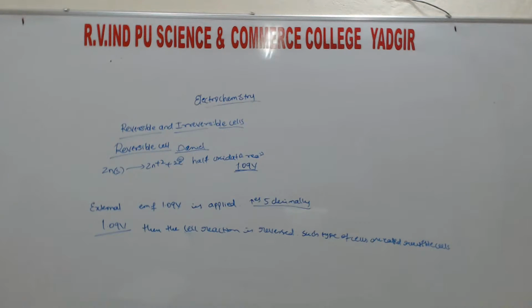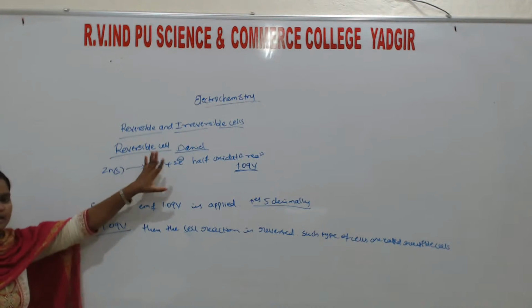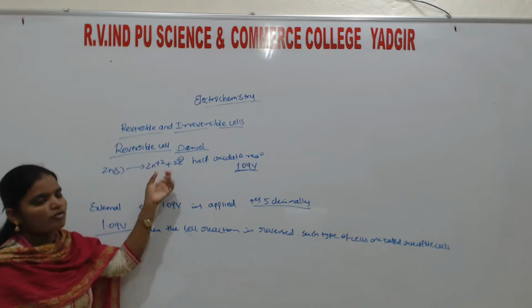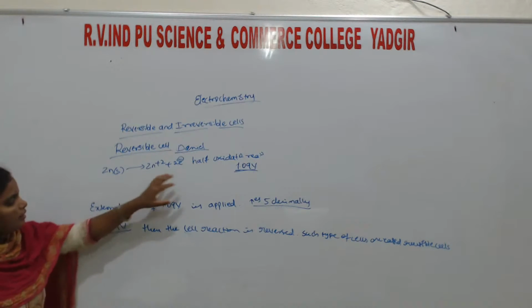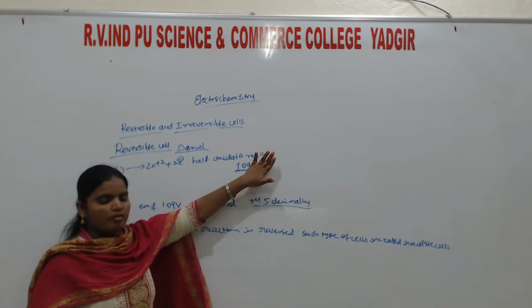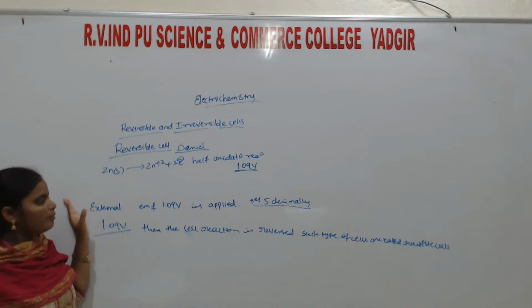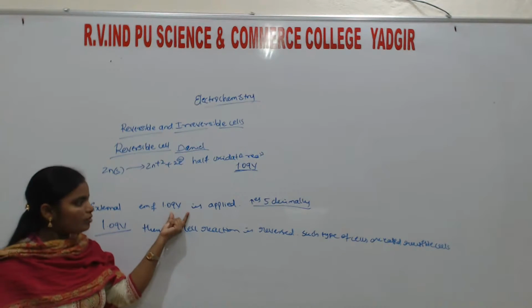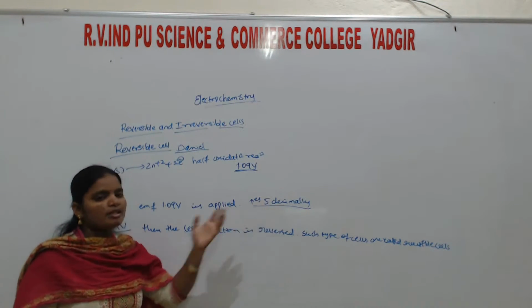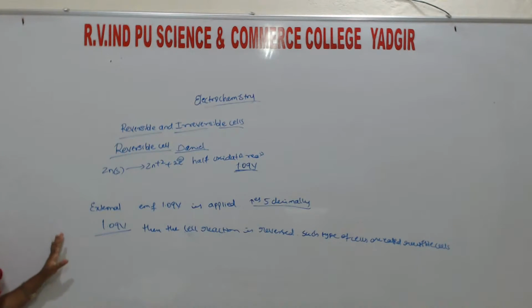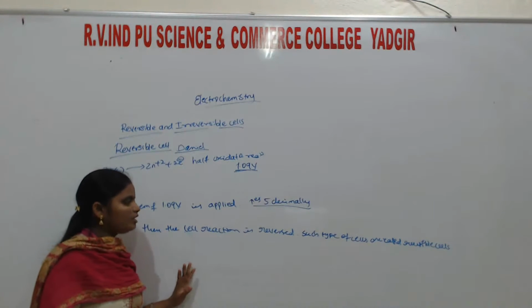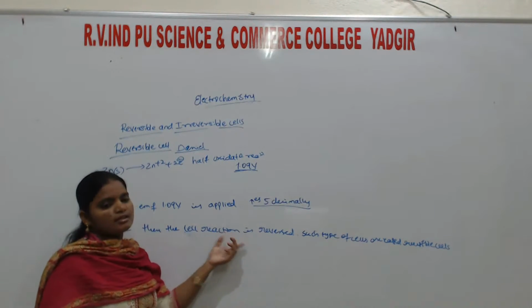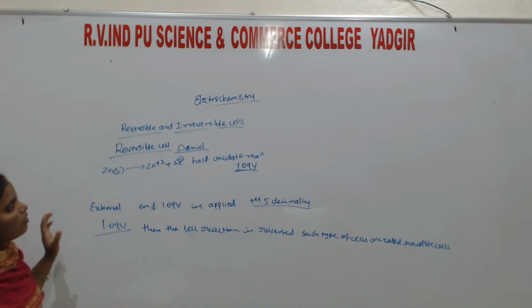Take the Daniel cell, in which zinc losing electrons is the oxidation reaction. When you apply an external EMF of 1.09 volt, the cell reaction stops, and if it is increased slightly, the reaction is reversed. Such cells are called reversible cells.